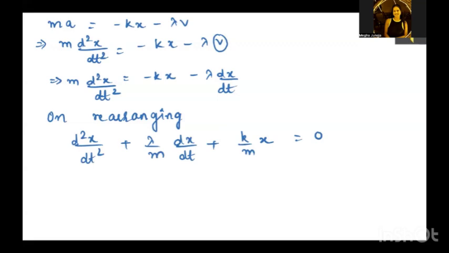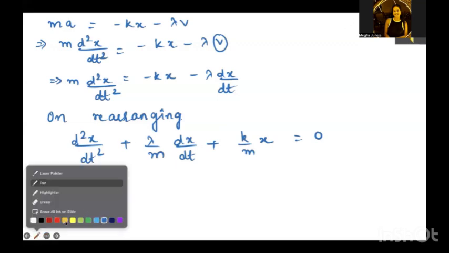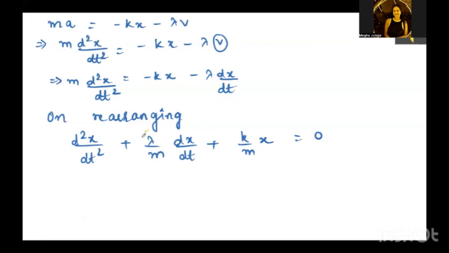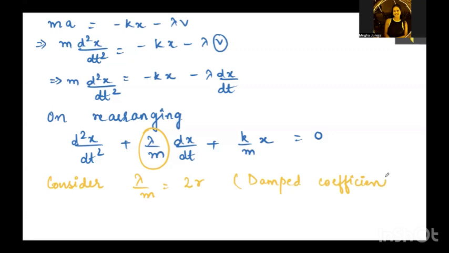अब यहाँ पर what we are going to consider, so from here what we can say कि let's say lambda over m. So consider lambda over m is equivalent to twice of r, which is going to be the damped coefficient. And after this, we can say k over m.